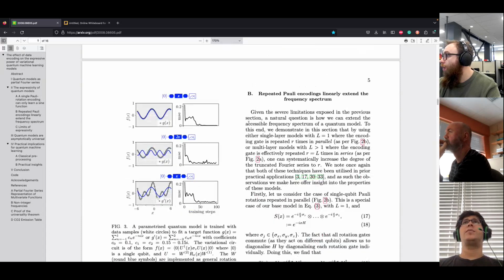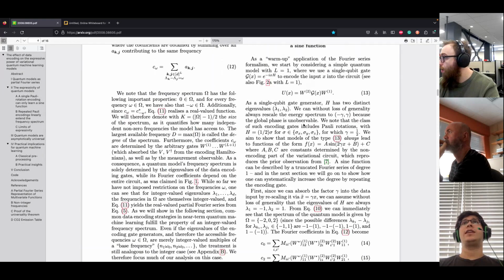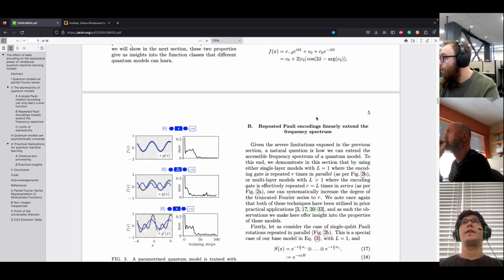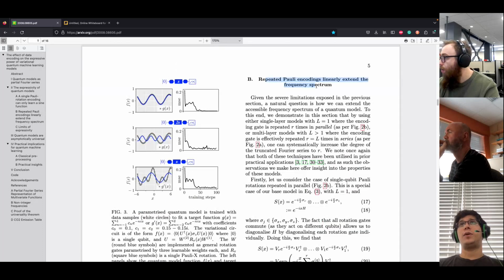What is the next part? Repeated Pauli encoding linearly extends the frequency spectrum. Okay, so now what they say is that instead of putting a single Pauli rotation, they repeat these Pauli rotations. And what they show is that it extends the expressibility of the model.